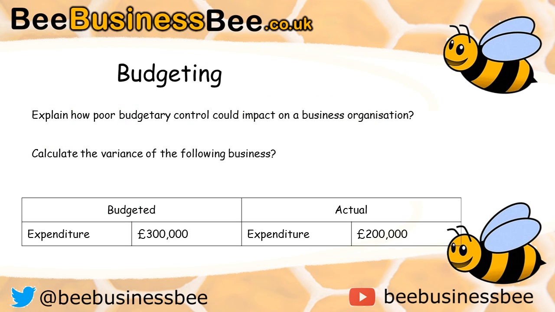Explain how poor budgetary control could impact on a business organisation. And then calculate the variance for the following business. Pause the video now.